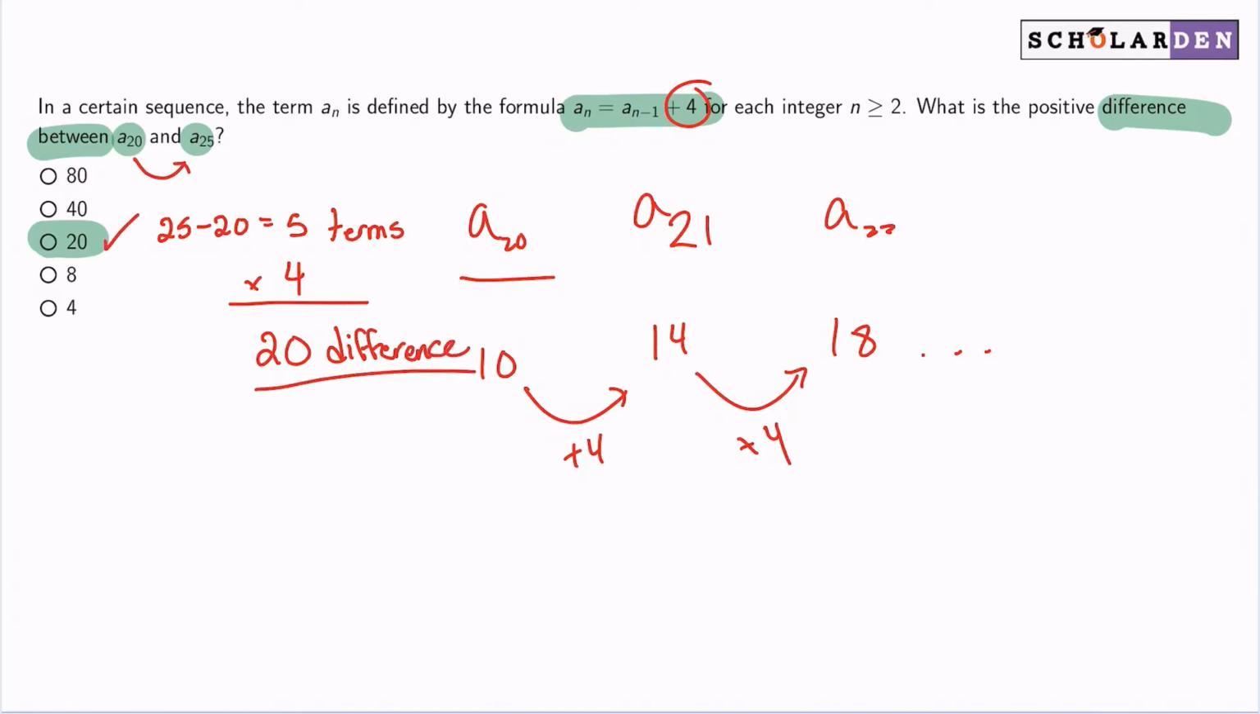So in this problem, we didn't know what a of 20 and a of 25 are, nor could we figure it out unless they gave us the original term, or the first term, in the sequence. But it's not even necessary to know it as long as you know what the pattern is moving forward.